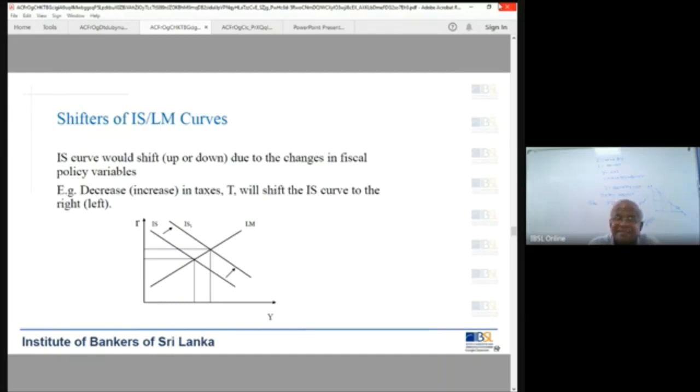For example, a decrease in taxes. Earlier we discussed an increase in expenditure; now a decrease in taxes. If the government cuts taxes, IS shifts up. An increase in expenditure, IS shifts up. In terms of taxes, if the government cuts taxes, people's purchasing power and disposable income increase. As a result, the IS curve shifts up. If the government increases taxes, IS shifts down.